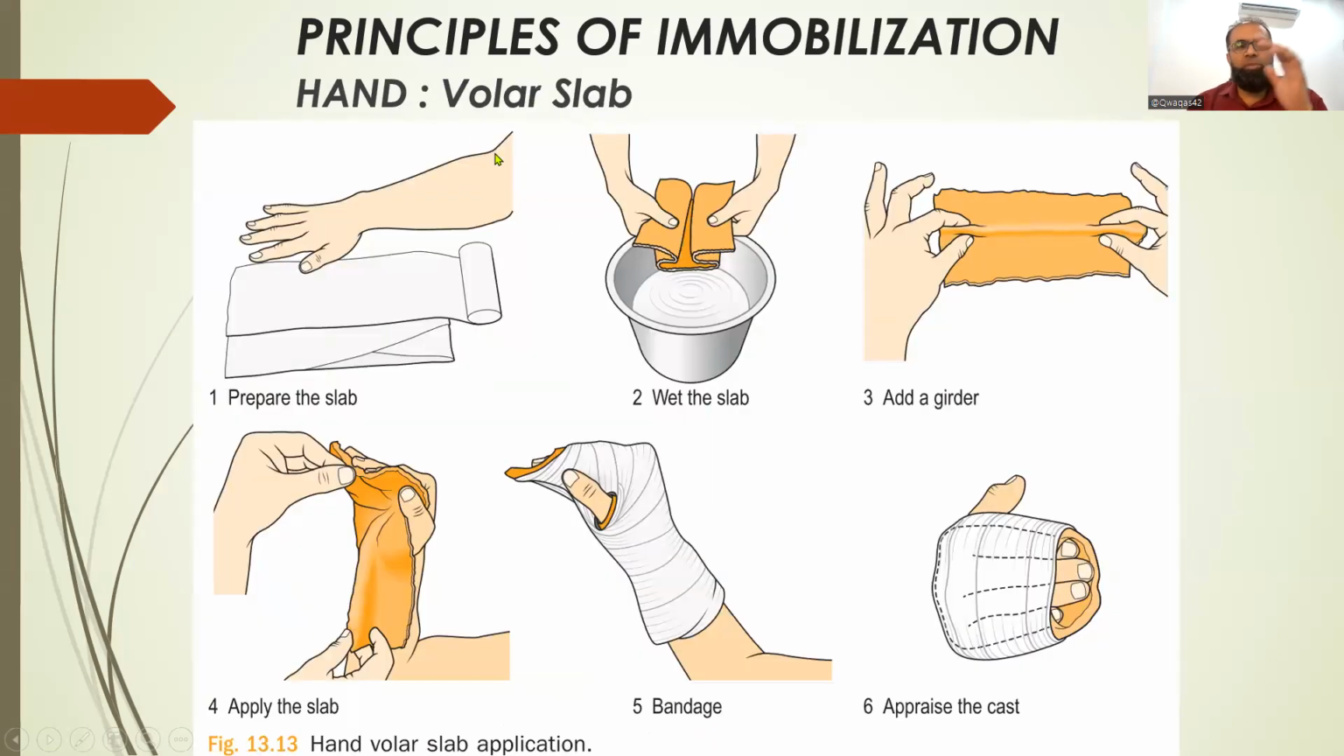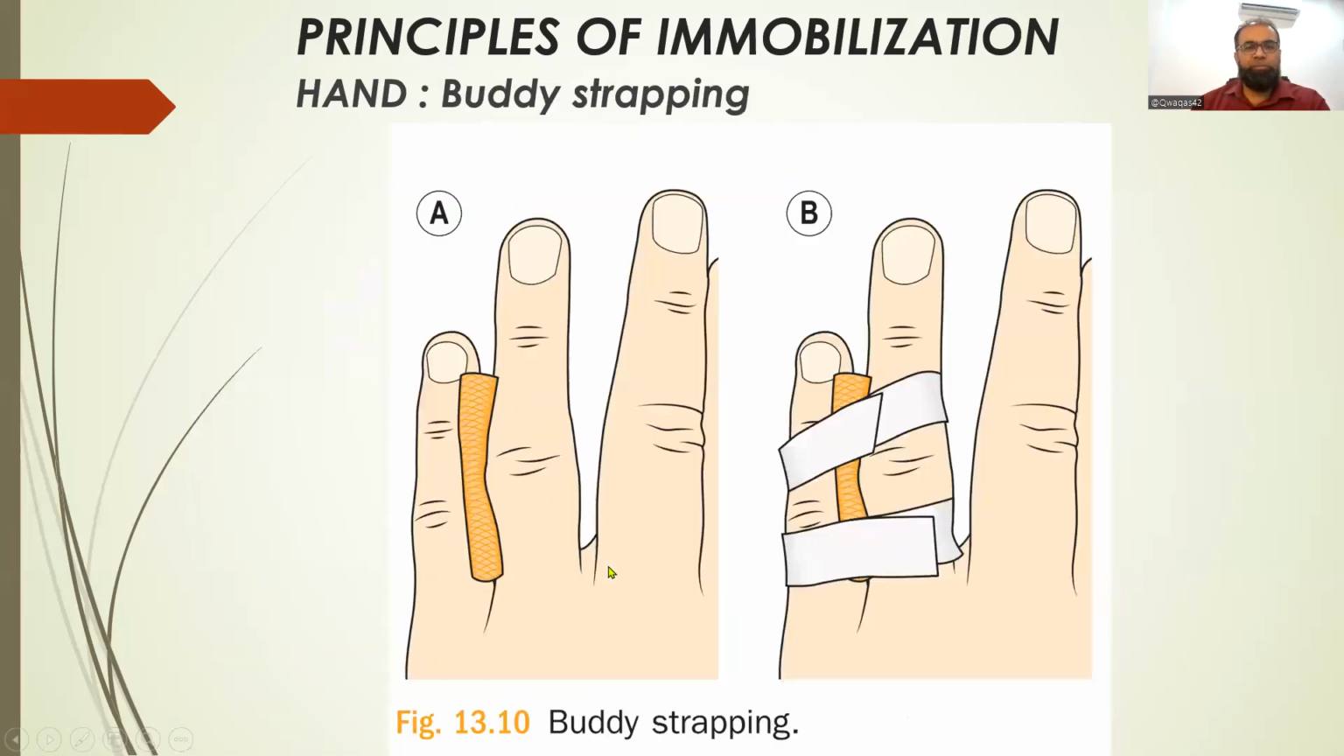This is the volar slab. You apply it from the front, volar surface. Other is dorsal slab. The volar slab, same technique. You take the size, okay? Wet the slab, you put the cotton, and you apply it. And if you have an undisplaced fracture of the finger not involving the joint, you can body strap. If you have fracture of the ring finger, you body strap it with the little finger, or vice versa. But these web spaces should be covered with a gauze.